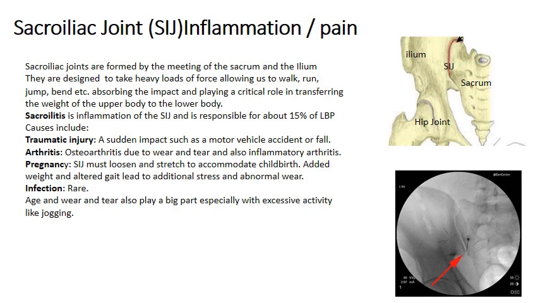Sacroiliitis is also seen in pregnancy because the SI joint, which is the sacroiliac joint, must loosen and stretch to accommodate childbirth. Added weight and altered gait during pregnancy lead to additional stresses and abnormal wear on the SI joint, leading to pain. Infection is a rare cause of sacroiliac joint pain, with the main causes being age, wear and tear, especially in people who engage in excessive activity like runners and joggers.